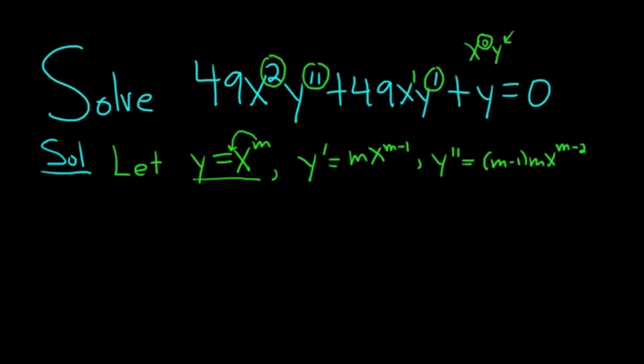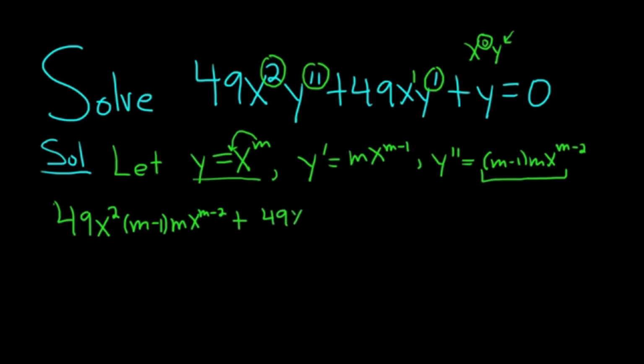So let y be equal to x to the m, take the derivatives, then just plug everything in. So this will be 49 x squared. Then y double prime is this piece over here. So m minus 1 m x to the m minus 2, plus 49 x, and then we have y prime. So that'll be m x to the m minus 1, plus, then we have y. So that'll be x to the m.